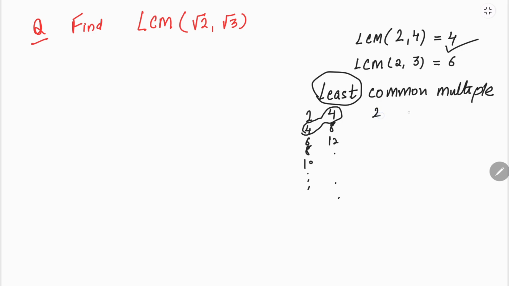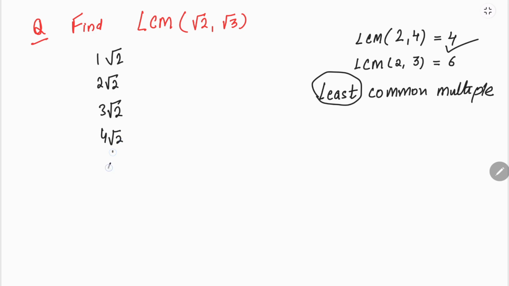And if you are talking about 2 and 3, you will write multiples of 2, right? And then you will write multiples of 3, and this is the least common multiple, right? Similarly, here as well, when we are finding out the LCM of under root 2 and under root 3, what will we do? We will write the multiples of under root 2. What are the multiples of under root 2? 1 under root 2, 2 under root 2, 3 under root 2, 4 under root 2, and so on. And what are the multiples of under root 3? 1 under root 3, 2 under root 3, 3 under root 3, 4 under root 3, and so on, right?